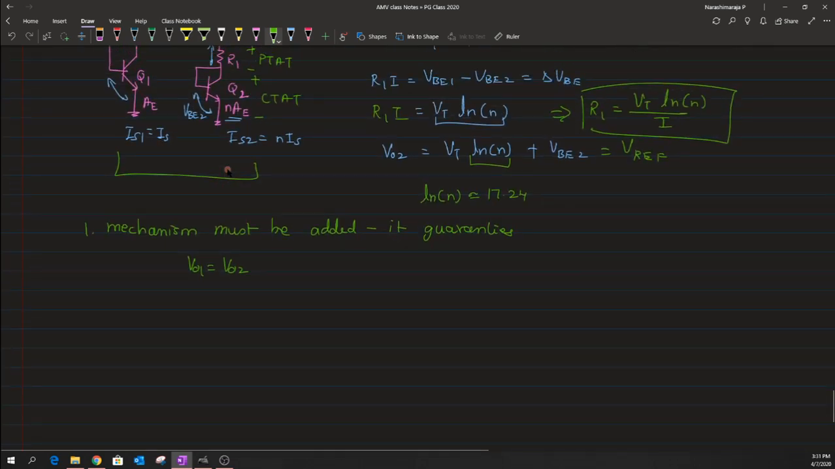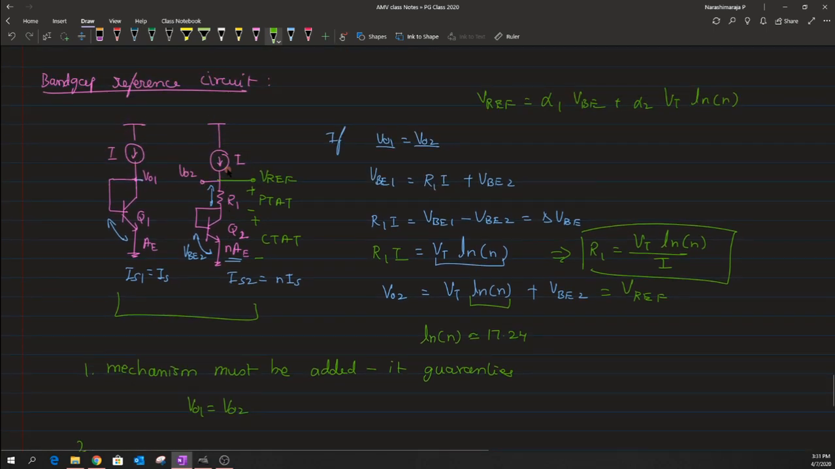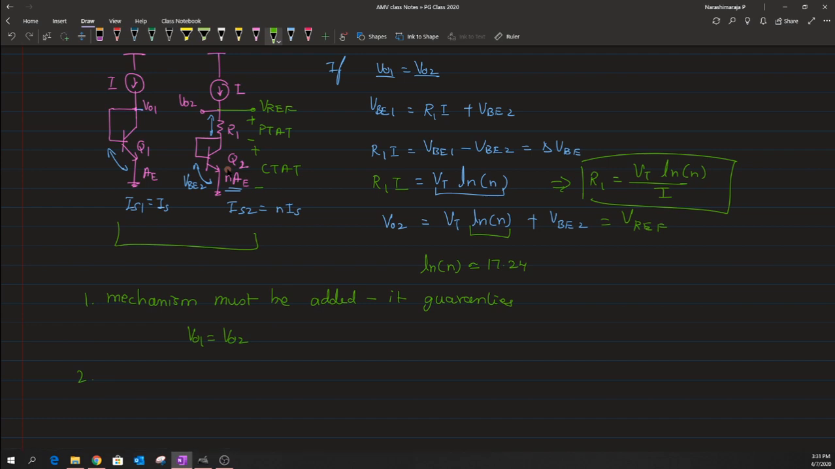Okay. And the second modification that has to be incorporated into the circuit is that we want this ln of n factor, which is supposed to be equal to 17.24, and this in turn basically translates to a large value of n. Okay. So if you do a very simple math, the n value becomes almost closer to a value of 30 point some, I think 30.6 mega.